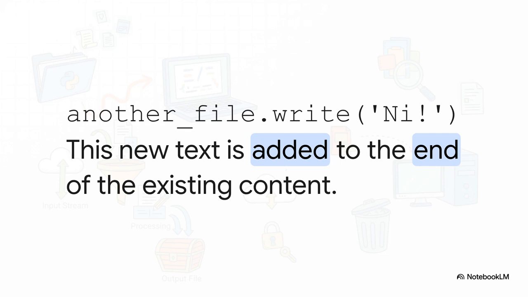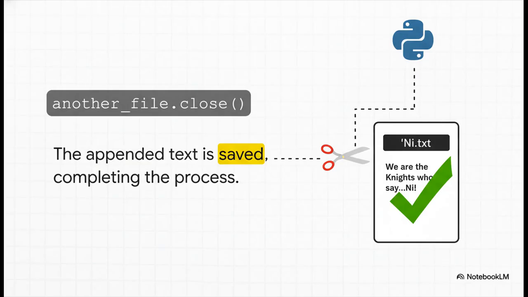And now we write another little bit of text. Because we're in append mode, this just gets tacked right onto the end of what was already there. Nothing gets overwritten, which is exactly what we want. And one last time, we close it up. This saves our final change.